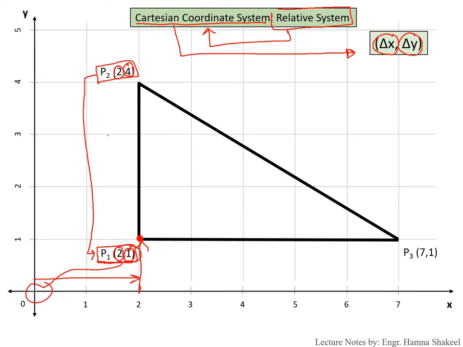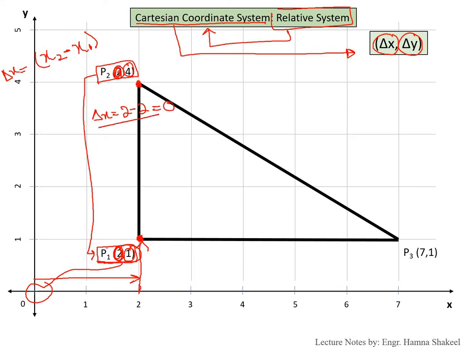If you want to find the relative location, to find the value of x, you can write x2 minus x1. This will give you delta x. So in this case, between point number P1 and point number P2, there is no horizontal displacement. So delta x is equal to this 2 minus this 2. So 2 minus 2 will give you 0.